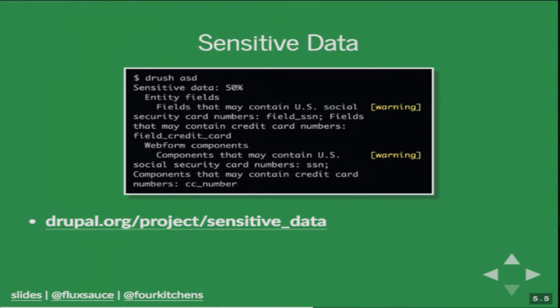Sensitive Data is a new module that I learned about actually about an hour or two before my presentation at DrupalCorn, but it will scan for sensitive data, things like social security numbers or credit card numbers. And so it does a scan of content. So it's a neat module and was designed explicitly with Site Audit support, which is cool.